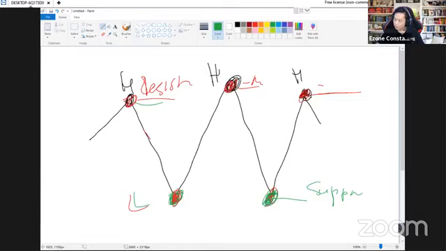Why? You already learned: what does it mean by support? It means the price wants to go down, but the buying pressure is too strong and pushes the price going up. So that means this area here is well supported.